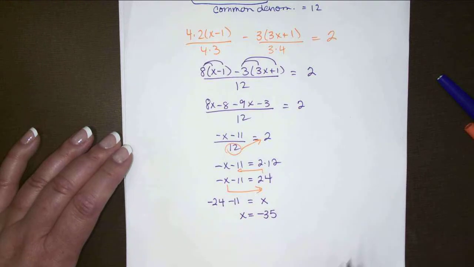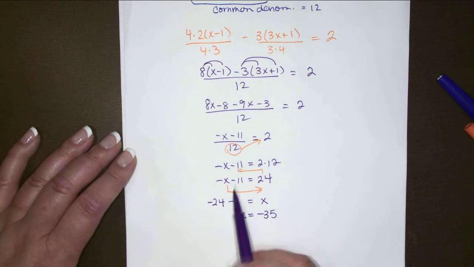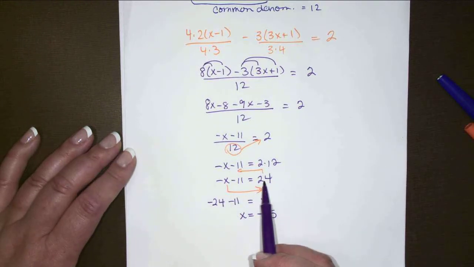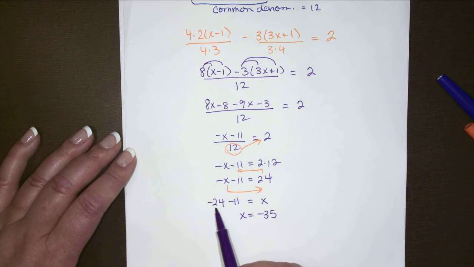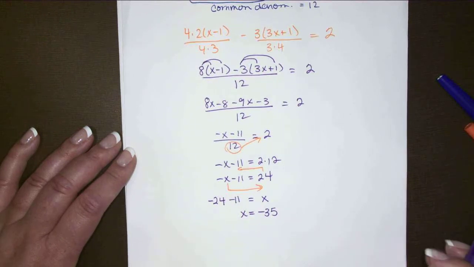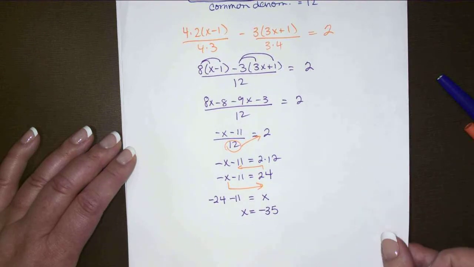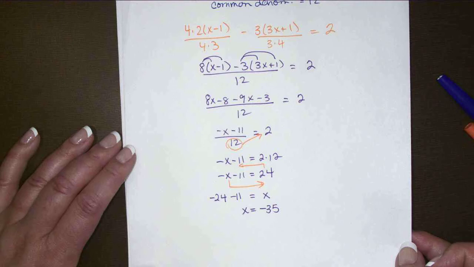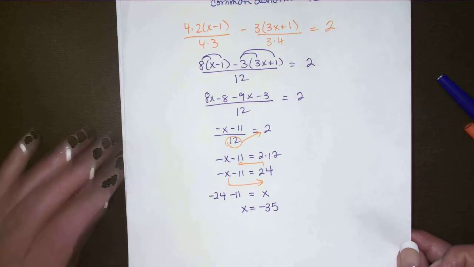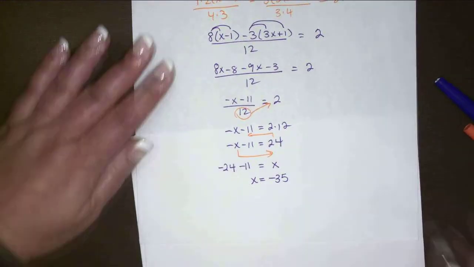And I just flipped it around. So that was a negative 11, stayed on this side, and the 24 was positive, so when it comes over it becomes negative. The x was negative, when it comes over it becomes positive. Questions? We're okay?